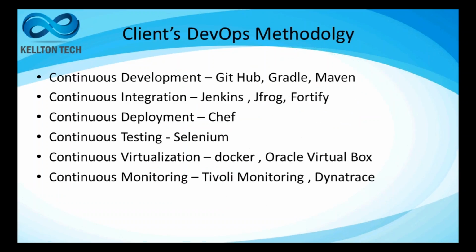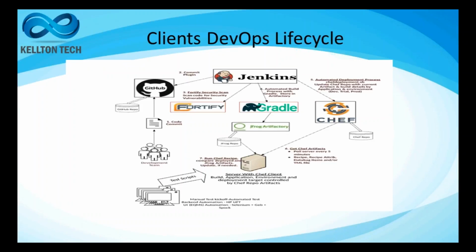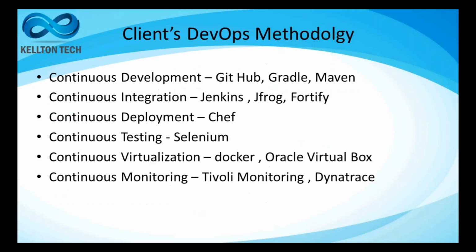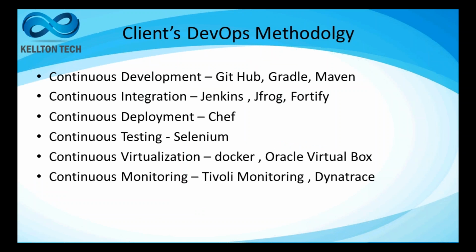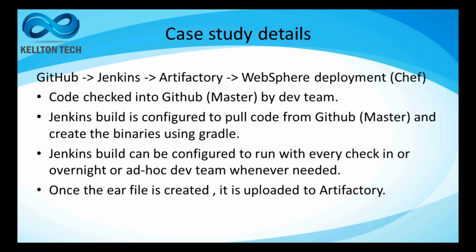This is the actual architecture. This is the actual life cycle of DevOps in our client environment. These are the various tools we have at the DevOps stages. I'm just mentioning the theoretical points of how we achieve the DevOps implementation.